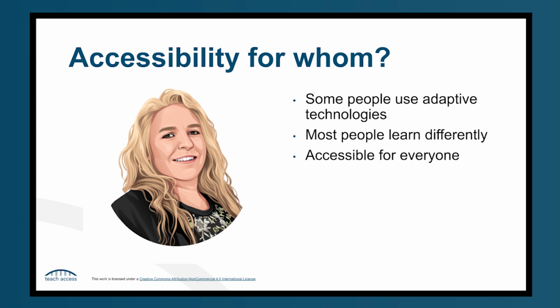Someone using adaptive technology like a screen reader may access your presentation, which means that you need to provide alt text for graphics or subtitles for audio. You should also consider that some of the people who access your material might just learn differently. They may be visual learners or auditory learners. No matter who is in the audience, there are things you can do to make the presentation accessible for everyone.